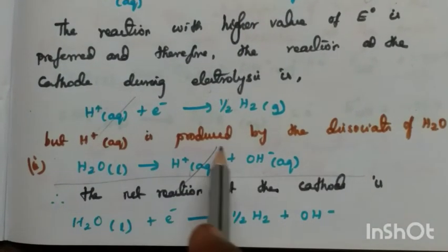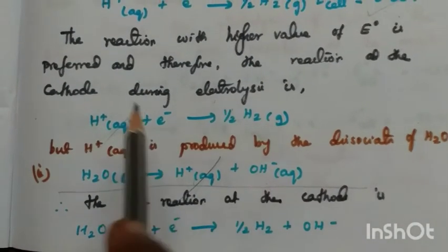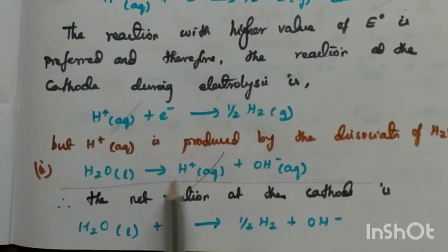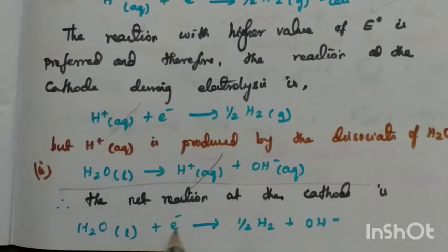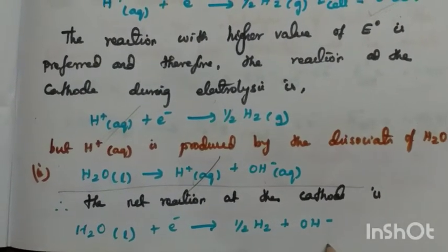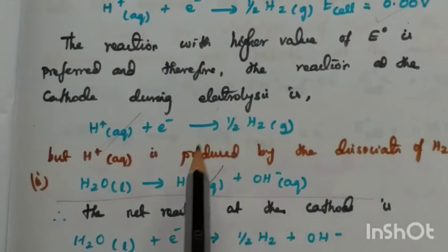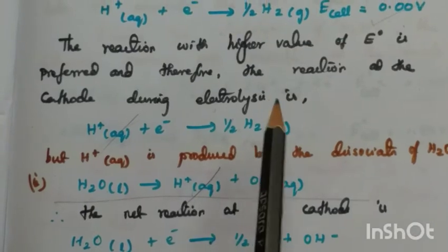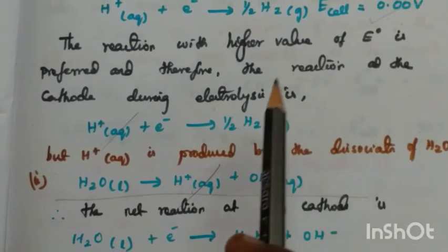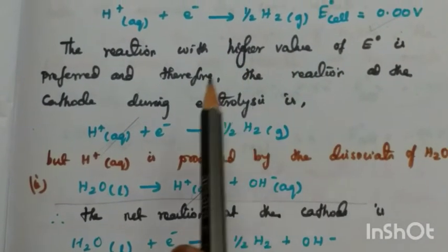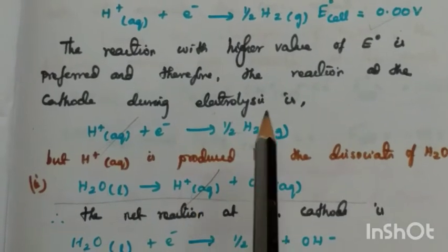Add these two reactions and cancel the similar ions present on both sides. So H+ and H+ get cancelled. We get water + e- gives 1/2 H2 + OH-. So in aqueous solution we have water also. Along with Na+ and Cl- ions, we have H+ and OH- ions and NaOH.